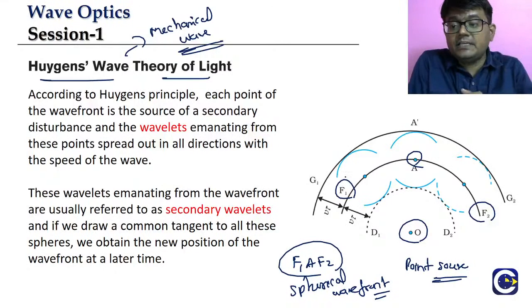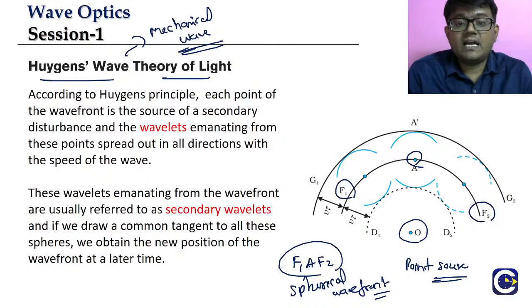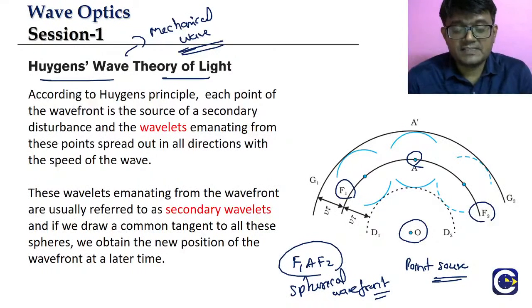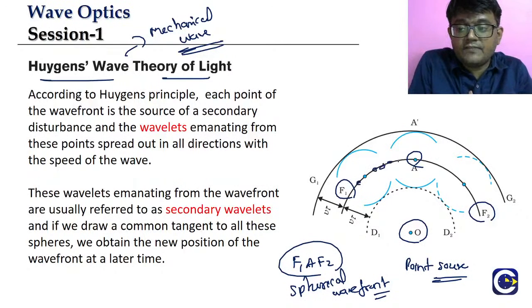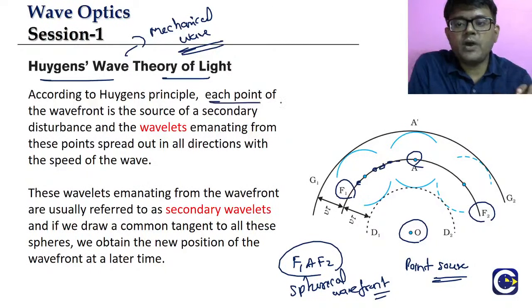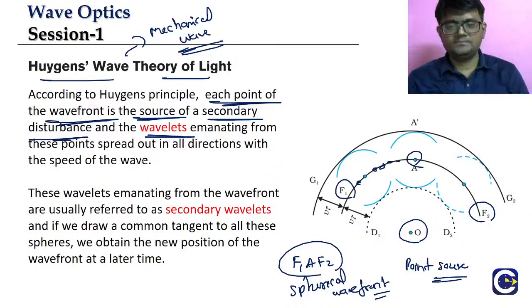This wavefront, each and every point on the wavefront will act as a secondary source. So how he explains the propagation of the wave is, at some time you have a wavefront. Okay, so this is F1, F2, the wavefront. Now each and every point on this wavefront will be acting as a secondary source. Each point of the wavefront is the source of secondary disturbance, and they are going to produce what we call the wavelets.